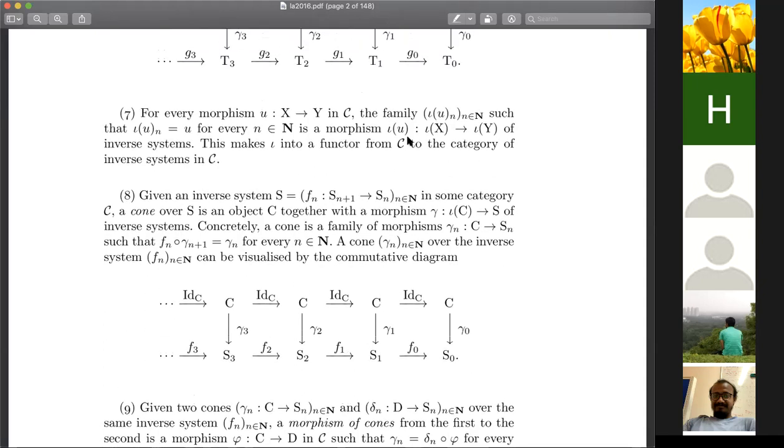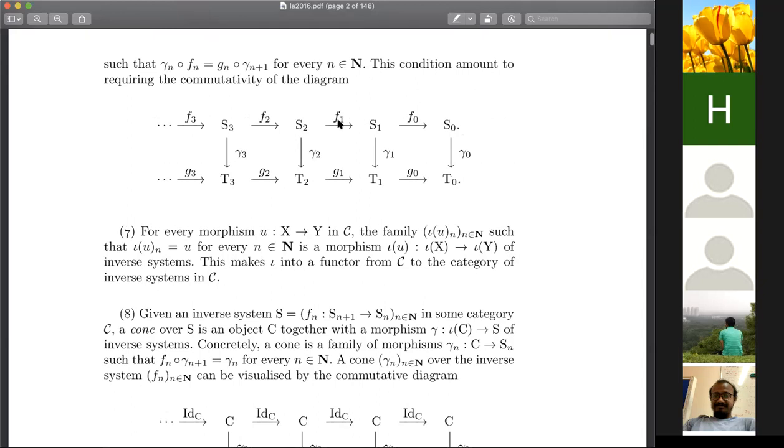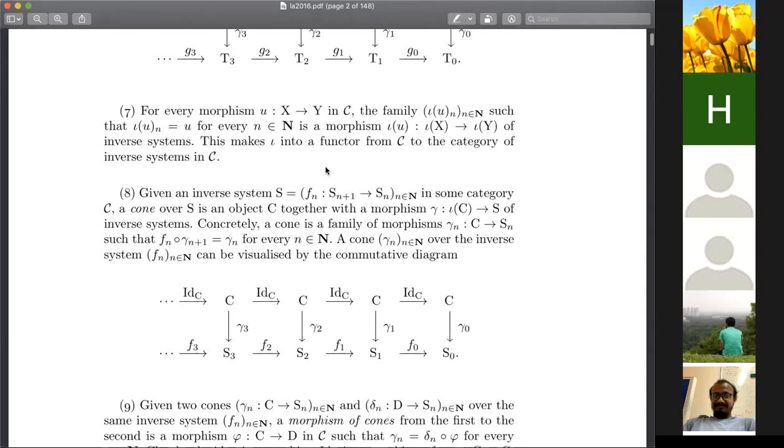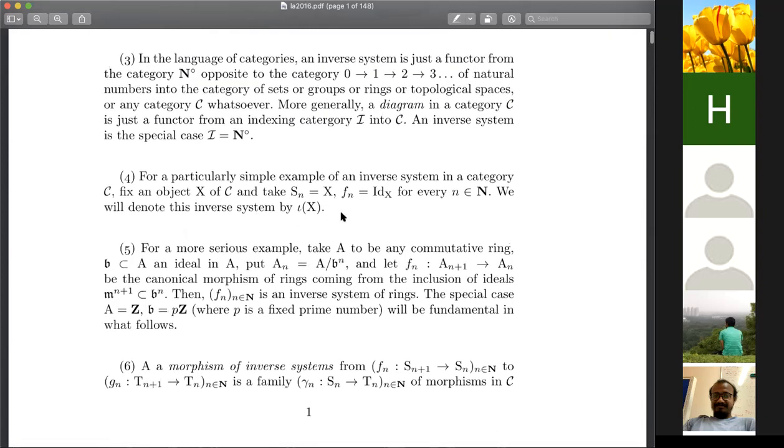Okay. So in any case, let's understand this notion better. So I have now defined what is meant by a morphism of inverse systems. So for example, I had this trivial example of an inverse system. Did I give it a name, iota x? Yes, here it was. I said you choose an object x of your category and take every Sn to be equal to x and every Fn to be the identity map. And that inverse system is going to be called iota x.